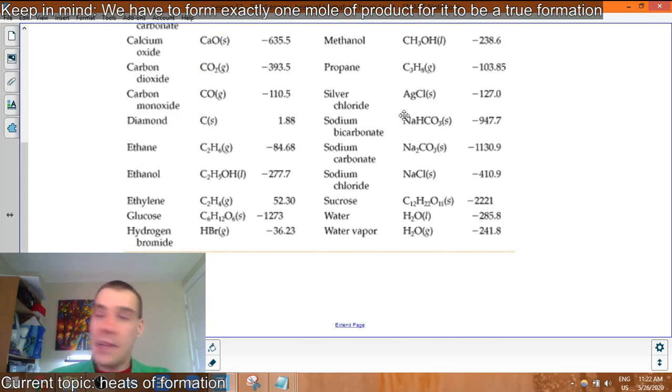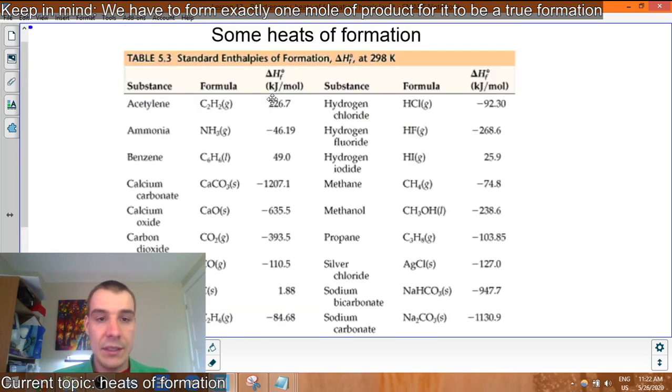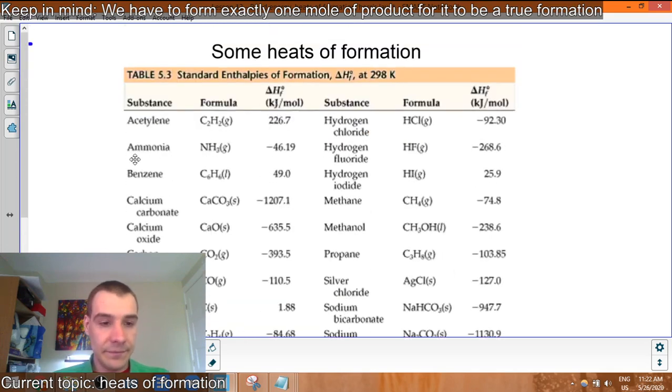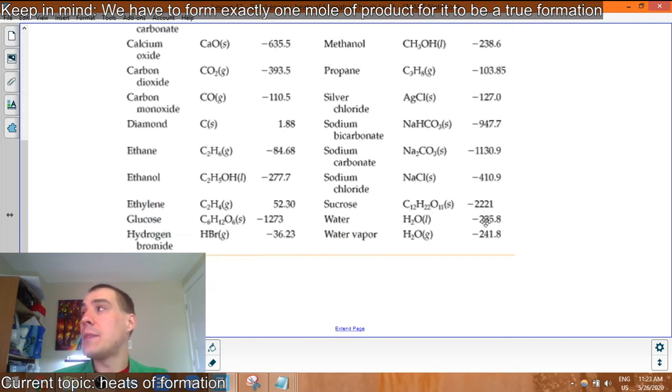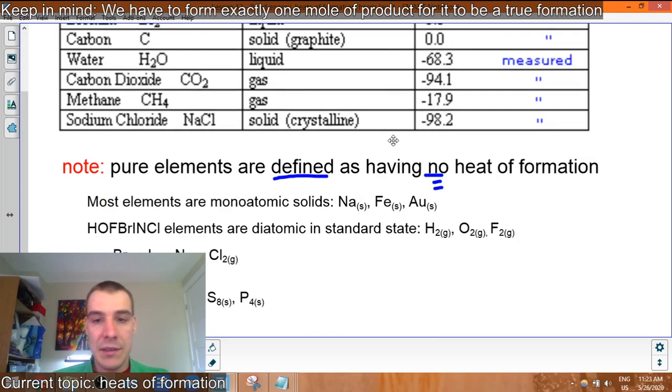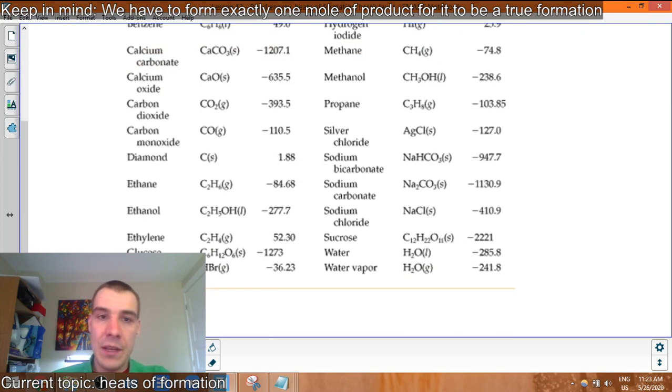So that's a table. These tables exist. You can look them up. This is the one from your textbook. There's a lot of different ones. So that's some heats of formation, and this one is properly in kilojoules per mole. Right here, the water is minus 285.8 kilojoules per mole. Meanwhile, here it's about 4 times lower because of kilocalories. About 4.2 kilojoules is a kilocalorie.